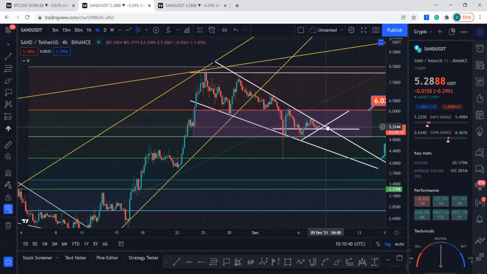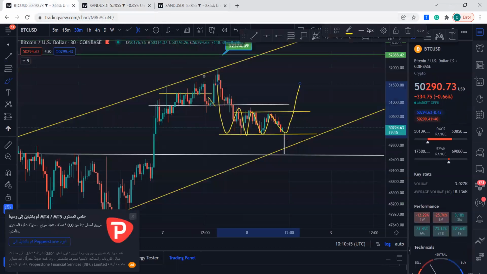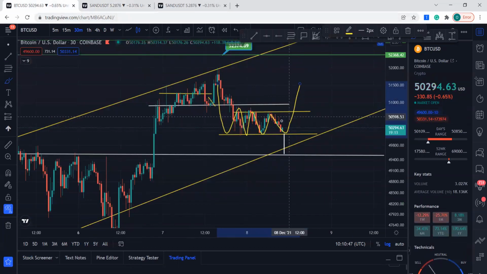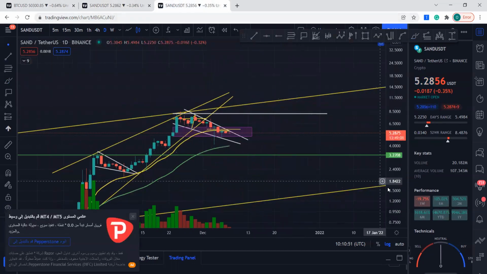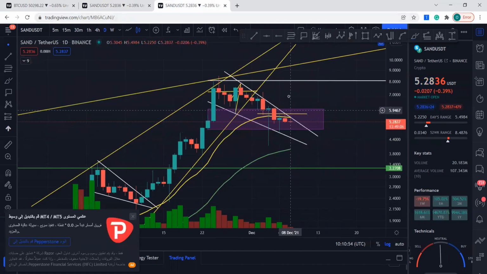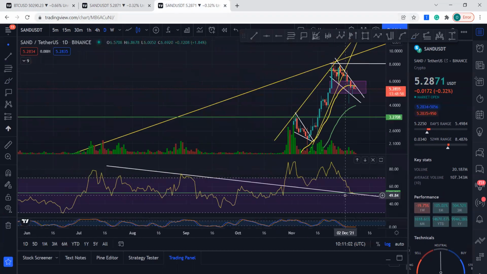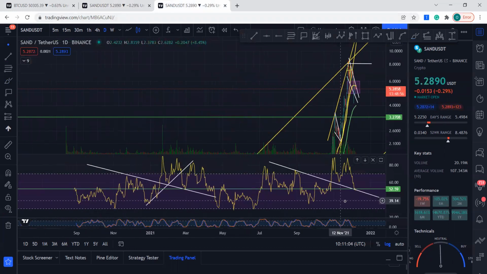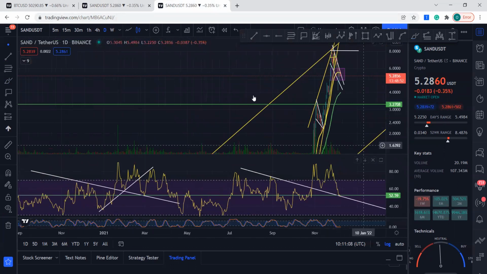A 4-hour candle needs to be closed above this resistance line, and Bitcoin needs to make up its mind and go up. Also, we need to get over this 20 moving average. If that happens, everything will look bullish for Sand again. And if you look at the RSI, it is still good, and that's what the hope is.